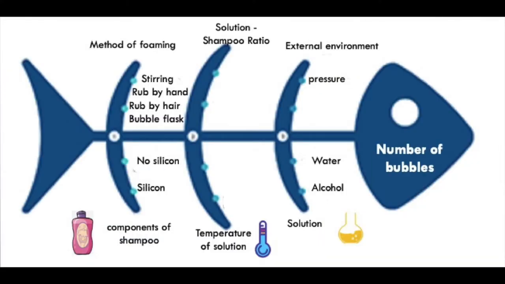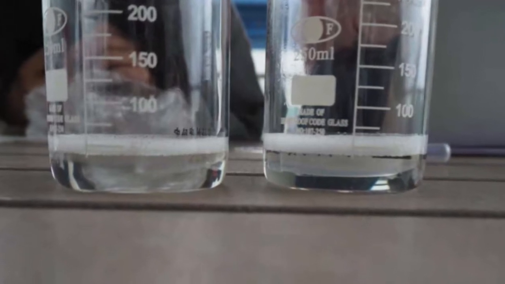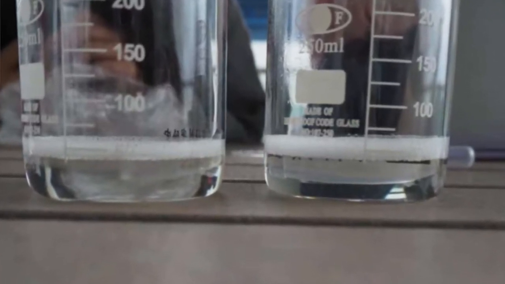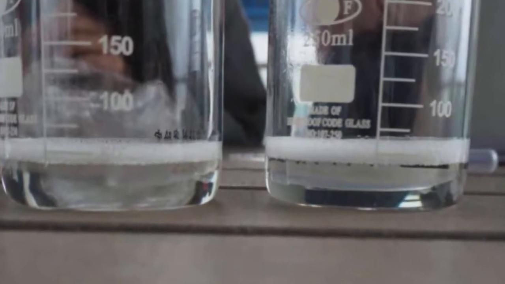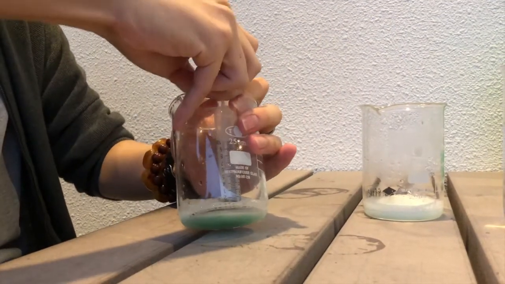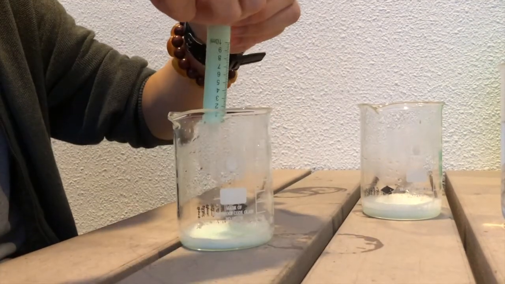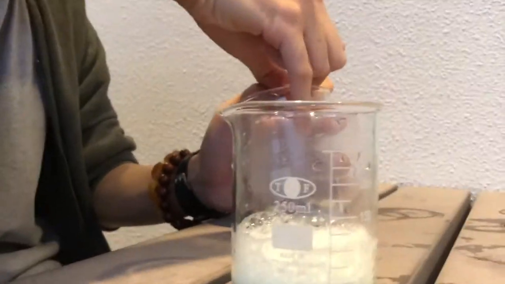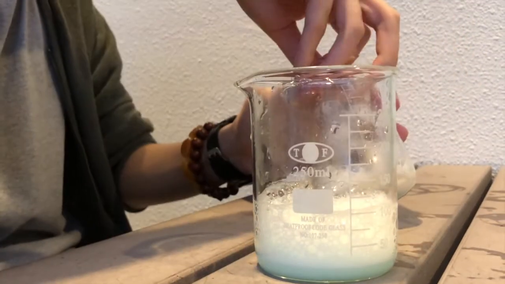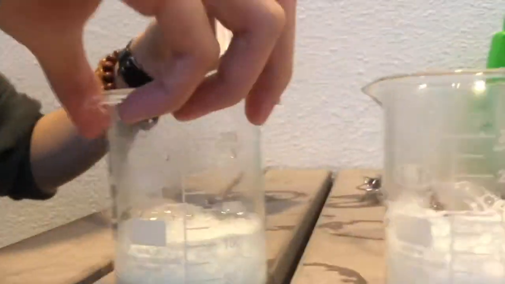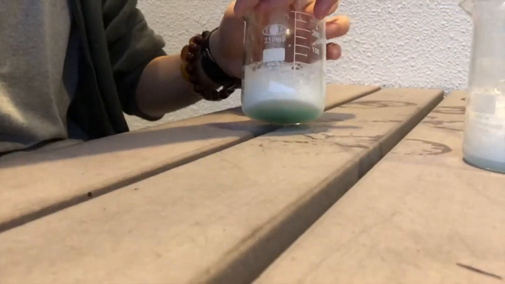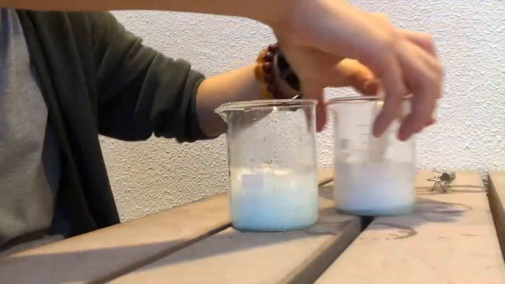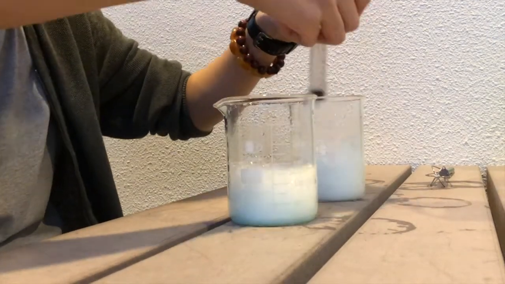Among all these factors, we need to select several significant ones to continue design of experiment. How? We tried pre-experiment, and the results show that stirring method does not foam well. So, instead, we decided to use injector to simulate a bubble flask as our foaming method. Considering the result and our experience comprehensively, we finally choose the number of pressing for injector, temperature of solution, and solution shampoo ratio to conduct the design of experiment analysis.